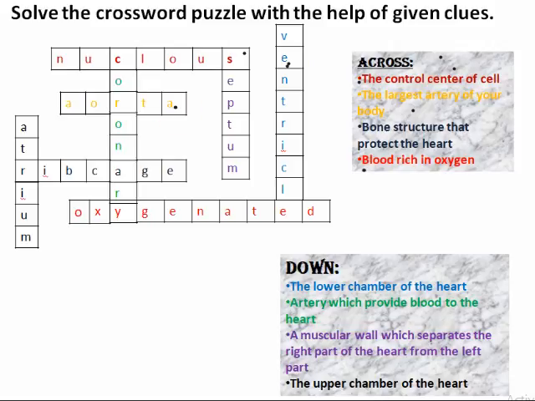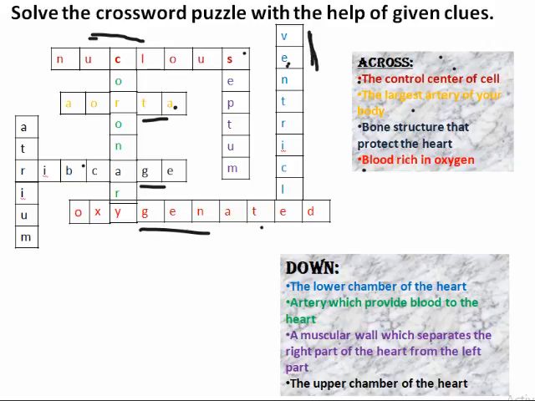Across means in this direction. Okay, this is across and this is down. So first we are solving all the across ones. So the largest artery of your body is aorta. Bone structure that protects the heart, of course, rib cage. Blood rich in oxygen, very easy, oxygenated. Okay, and now we are solving the downward.